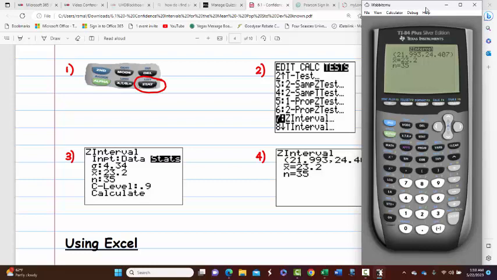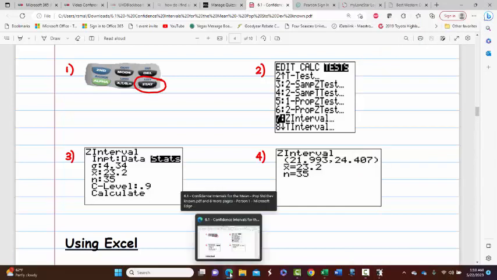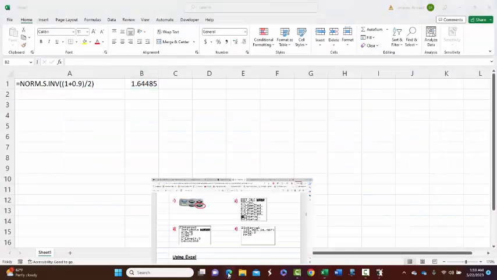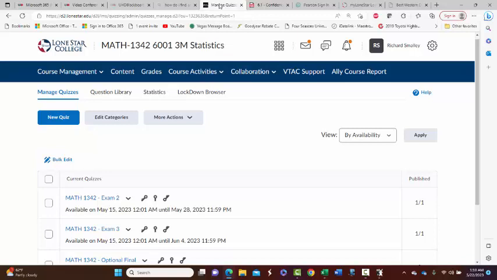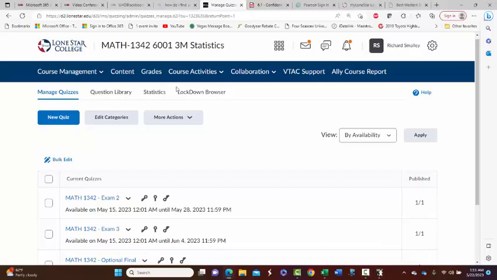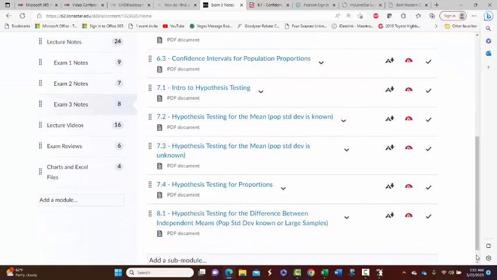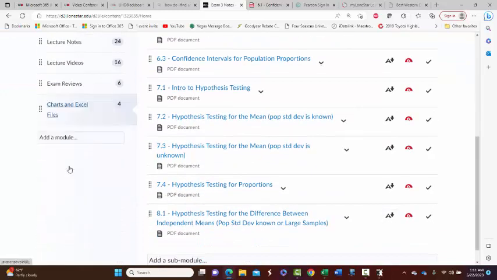Okay, now in Excel, I created some formulas using things I had within it. A nice, neat way to do this, in your D2L, so in D2L we go over here to content, and charts and Excel files, and we want this one.